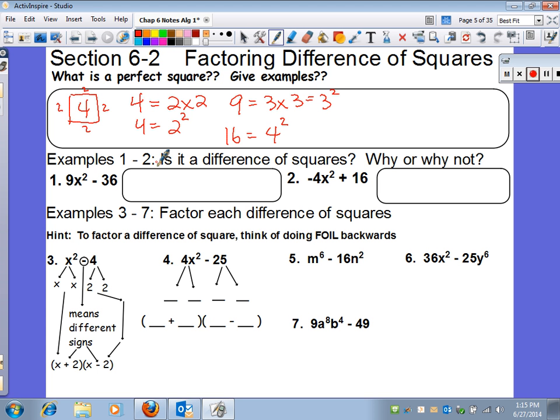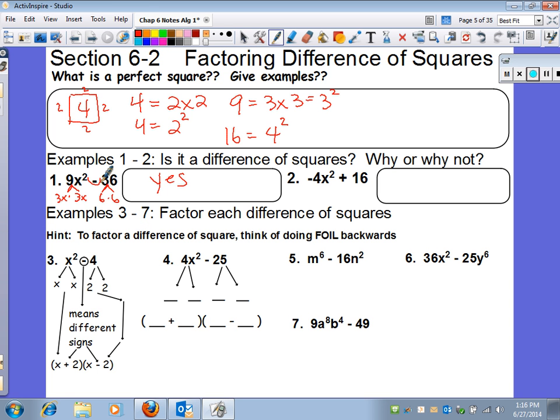So let's see, is it a difference of squares? If you look at number 1, 9x squared minus 36. Get used to making this little tree thing here and showing me if it's a perfect square. And in this case it is. 3x times 3x is the same factors, and it would equal 9x squared. And also 36 is 6 times 6. So get used to making the little trees and showing me that those are perfect squares. So the answer to this one is definitely yes. It is a perfect square.